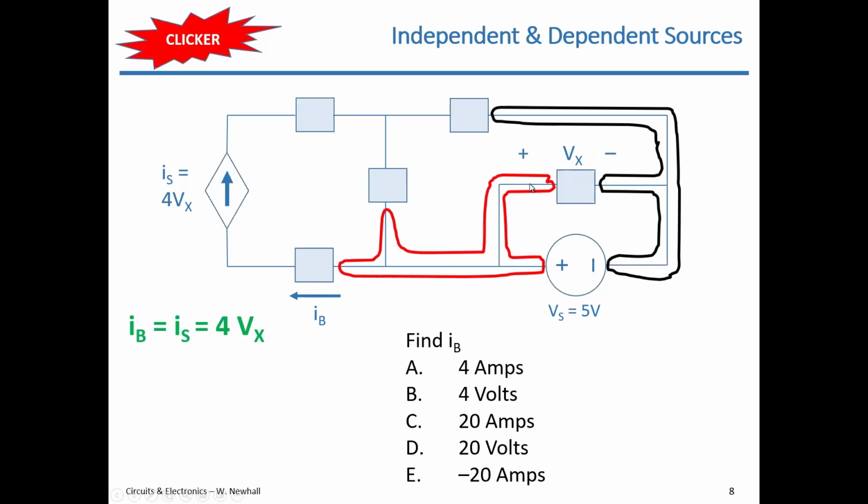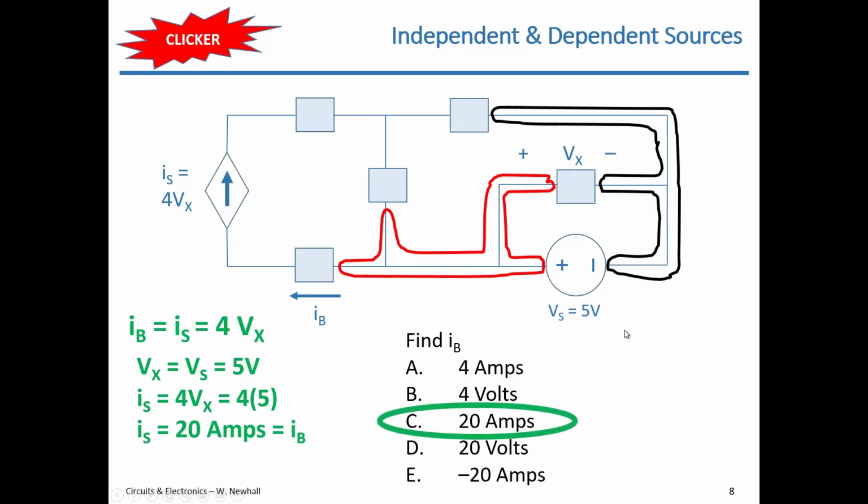So IB is equal to Is, 4 times Vx. Vx is the voltage between the red and the black nodes. Vs is also the voltage between the red and the black nodes. So Vx equals Vs, that equals 5 volts. So Is is 4 times 5, 20 amps. That's what IB is. Okay, so that's how I would solve that problem.